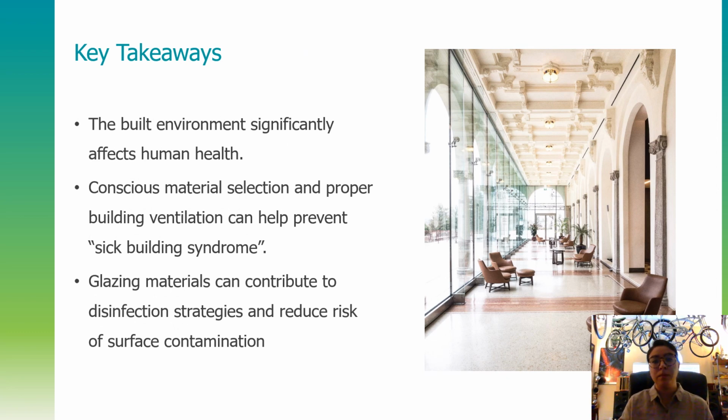So really taking a step back from this overall presentation and looking at where we are, there's a couple key takeaways. The first one is we know that the built environment significantly affects human health. And there are things we can do to help mitigate this. Through conscious material selection, proper building ventilation, and just general design, we can help prevent sick building syndrome in terms of air quality, but also try to help prevent the spread of infectious diseases through contact with high touch surfaces or building products.